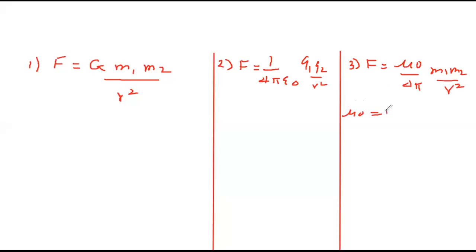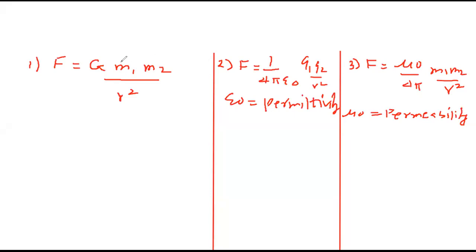Mu naught is called the permeability of free space, and here epsilon naught is called the permittivity of free space. And G, as you all know, is the universal gravitational constant. So if you look carefully, I converted everything in terms of force: mass, charge, mass, charge. So the work of mass is done by charge in electrostatics, and by pole in magnetism. This is called pole strength.